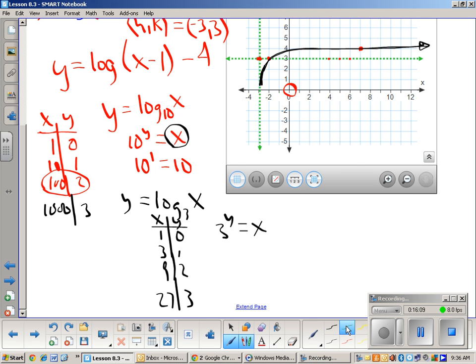If I graph that up here in green, and say I had the same translation, well actually let's just go back to here. I'd still get this point, 1, 0, then I go 3, 1, then I go 9, 2. And so my graph would look like this.